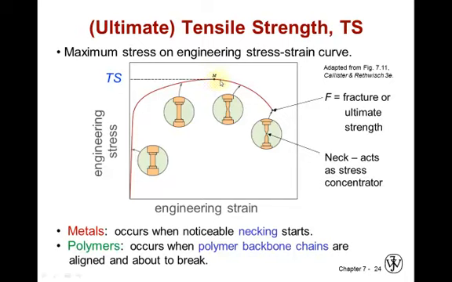After this point here, the material may neck, showing a reduced cross-sectional area. The force goes down ultimately to fracture. In metals, the ultimate tensile strength occurs when noticeable necking starts. In polymers, the polymer backbone chains are all aligned together in the direction of load, and this is the point at which they begin to break.